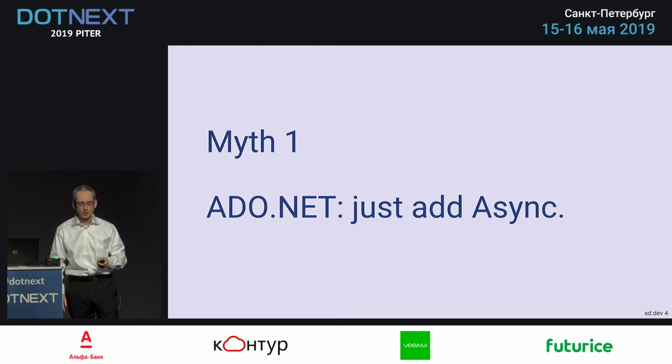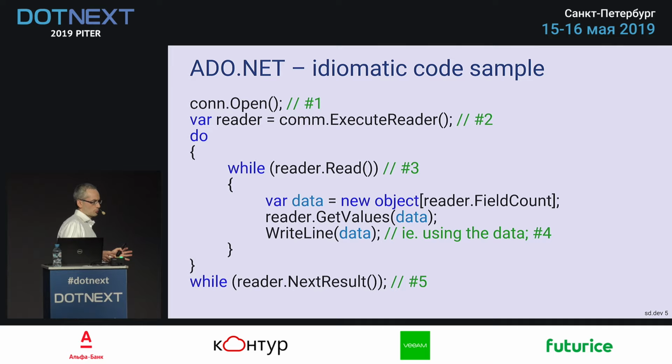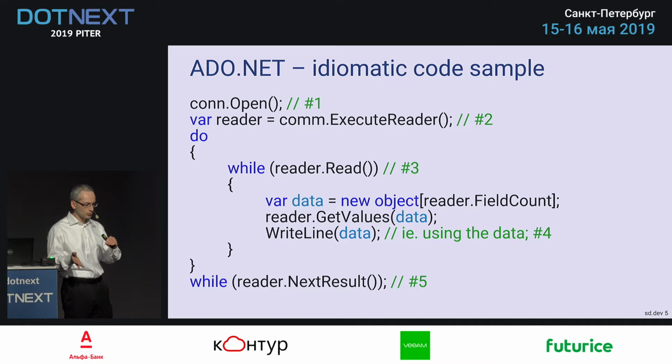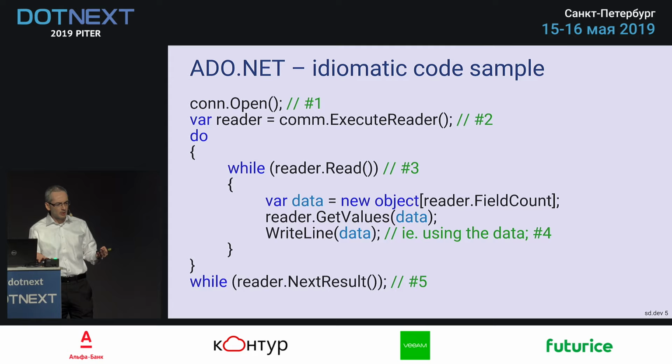So let's look at a very idiomatic ADO.NET code sample. I'm sure you've seen it before. It's your classic, you know, MSDN kind of ADO.NET code sample. We start by opening a connection. We get a reader from the command by calling command.ExecuteReader in step number two. Then we do a loop. We call reader.Read in a loop. And then for every element, we create a new object, which has as many elements as there are fields. And then we call reader.GetValues, and we pass in that data object so that it would get populated with data. And then we process that data somehow in step number four. Here I'm using a simple WriteLine to signify processing of some sort. And then finally, if we expect more than one result set, we would call reader.NextResult in a loop to process multiple result sets if there are any.